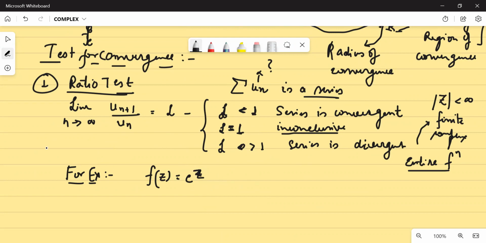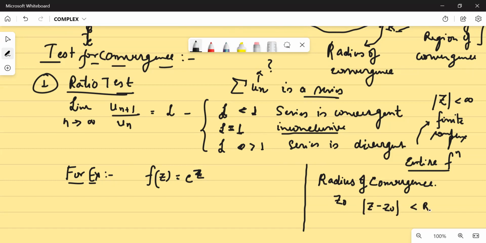Further, also note one more formula, that is, the radius of convergence. So how to find the radius of convergence? You just write one formula and that would be it. If my power series I can expand about z equal to z naught, then I would write that mod of z minus z naught less than r is my domain of convergence.